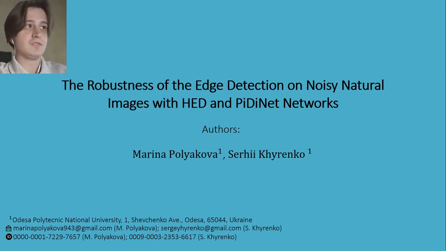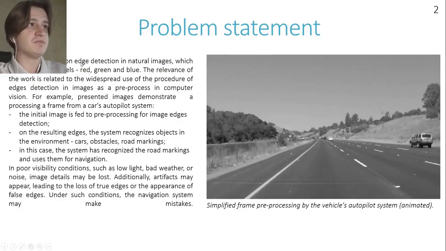Let's start. So first, the problem statement. The paper focuses on edge detection in natural images with RGB color channels. The relevance of the work is related to the widespread use of the procedure of edge detection on images as a pre-process in computer vision.